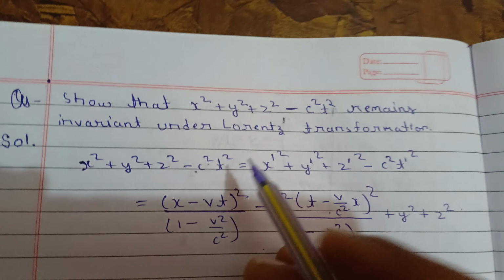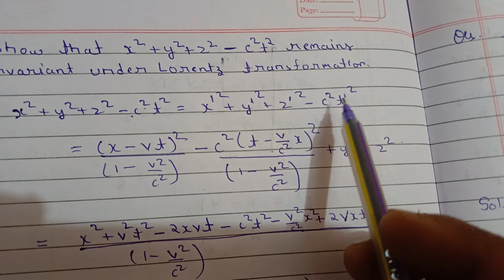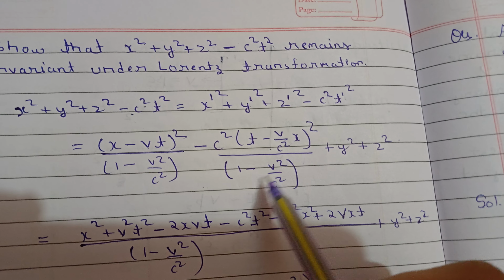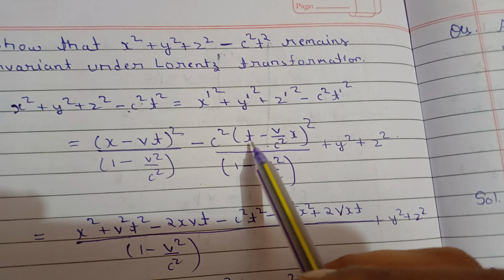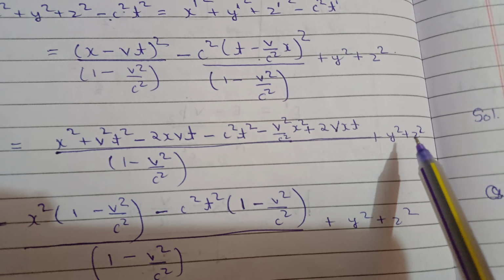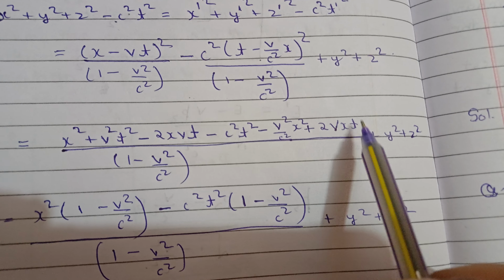From x prime we will get x minus vt by root of 1 minus v square by c square. Whole square will give us, this root will cancel out, and this will give us this square. Y prime will be equal to y, z prime equal to z. From the Lorentz transformation we know that this will give us y square, z square. Now here t prime will be t minus v by c square x, divided by the root, and the square will give us this. Now open these squares and take the LCM. So it will give us x square plus v square t square minus 2xvt, over this denominator, plus y square plus z square. From here 2xvt will cancel out.